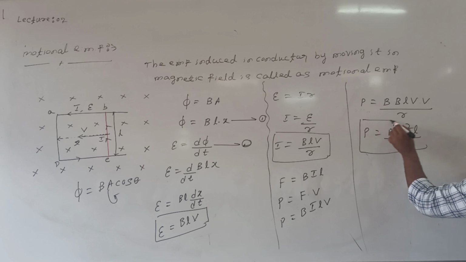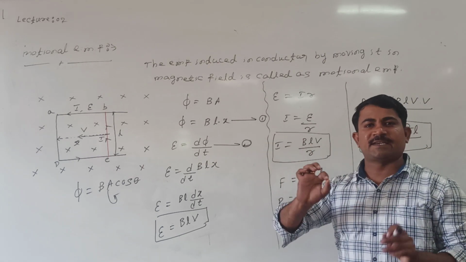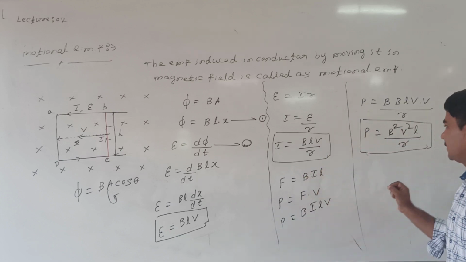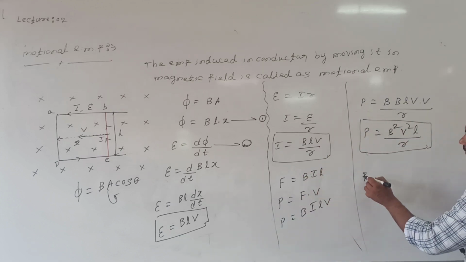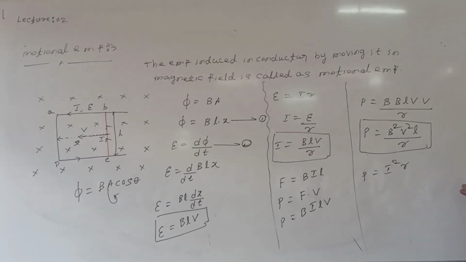This is nothing but mechanical power. All the mechanical power generated as an electric power. How it is? See here. We know that power, electric when current is generated, what is power? Power is equal to I square into R. I this value.